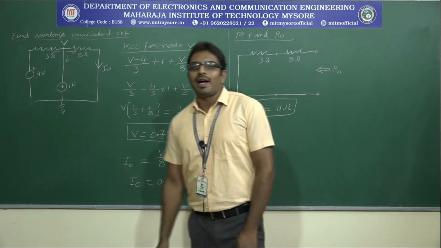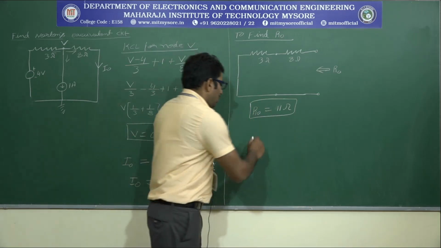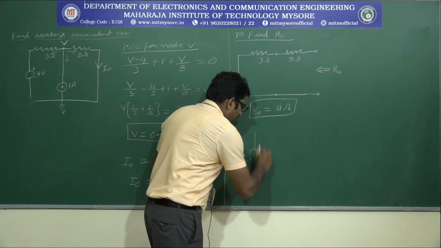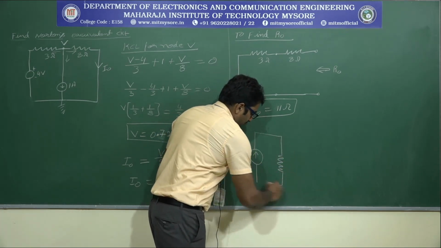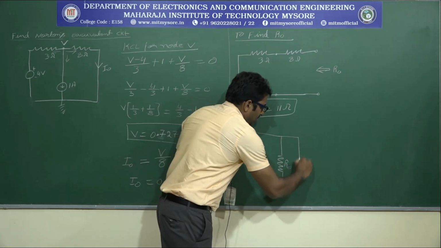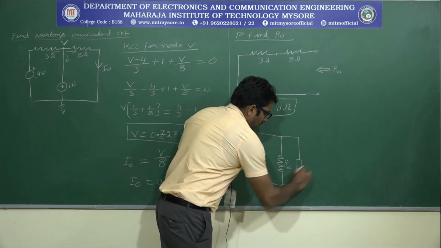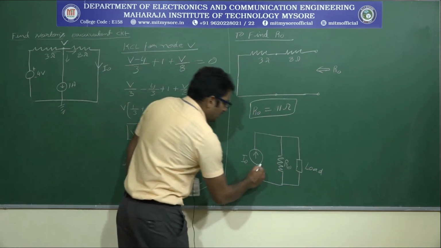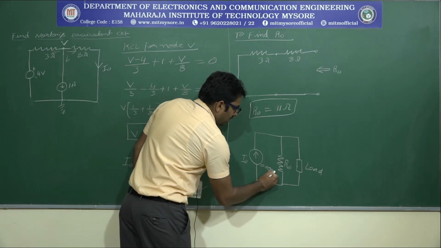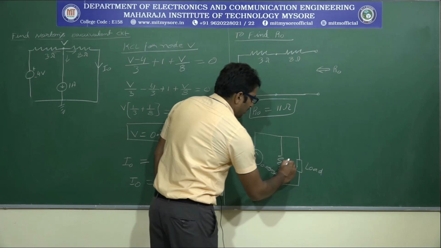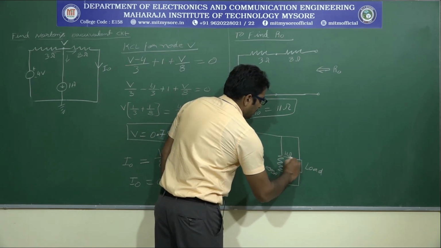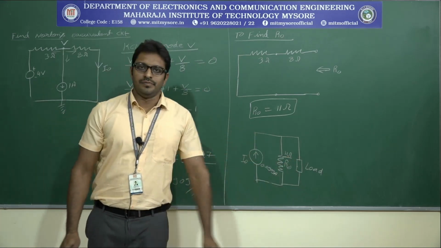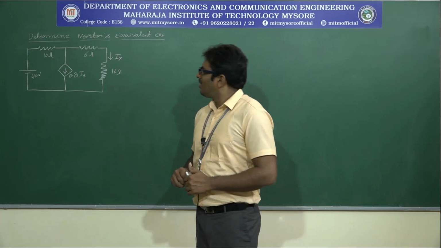The question is, find Norton's equivalent circuit. How is the Norton's equivalent circuit? It consists of I naught in parallel with R naught and connected across the same load. Okay, what is the I naught value? I naught is equal to 0.0909 amps. R naught is equal to 11 ohms. So this is nothing but Norton's equivalent circuit. Thank you. Okay, now let us solve one more problem.